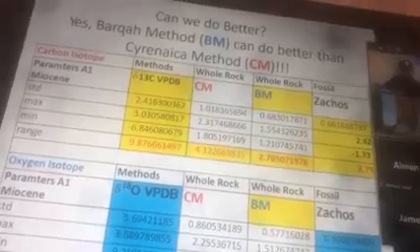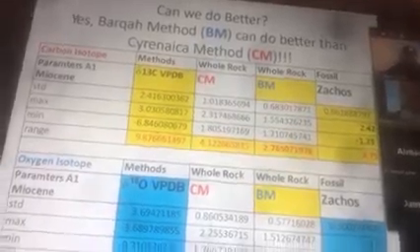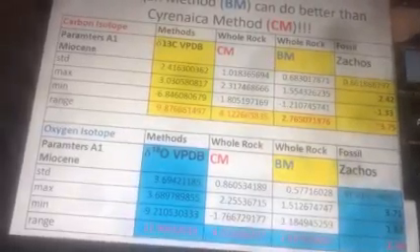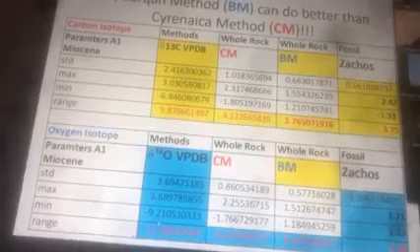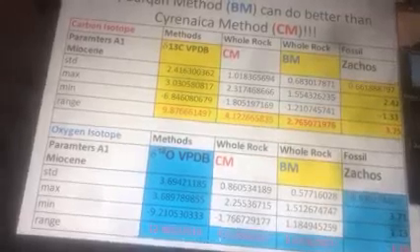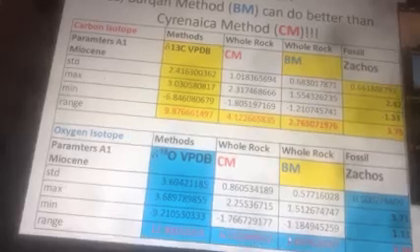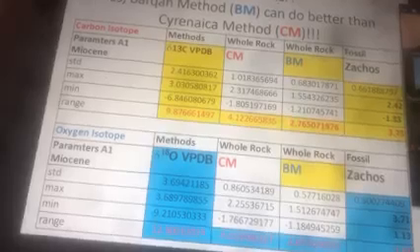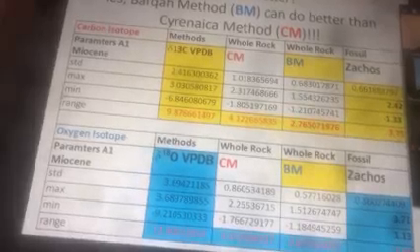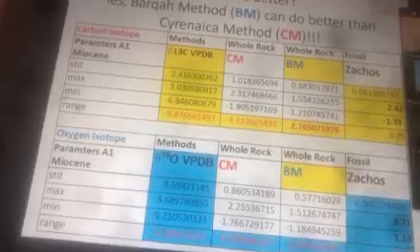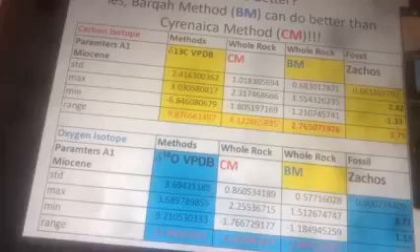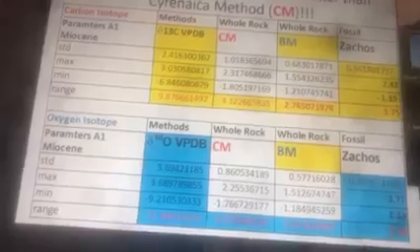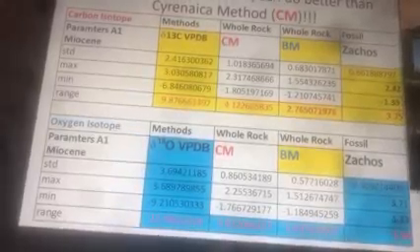The same thing for the oxygen. If you compare the values, the standard deviation of the Cyrenaica method, CM, is 0.8, for the Barga method 0.5, comparable to Zakos. If you look at the range, which is the difference between max and minimum, Cyrenaica is 4, Barga method 2, cut by half, and Zakos is 2.85. So the Barga method is way closer to the real values. But that will be a future presentation or future work. Now I'm just introducing people to the simplest one, in my opinion, the Cyrenaica method.